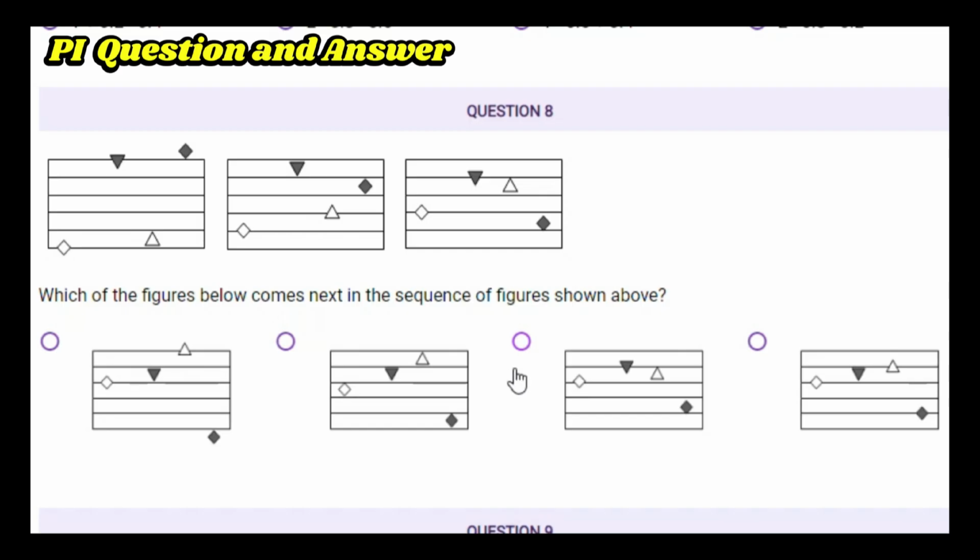The question is, which of the following figures comes next in the sequence based on this pattern? You have 4 options to choose from. Answer: Option 3. Explanation: let us analyze the pattern of movement for each shape.